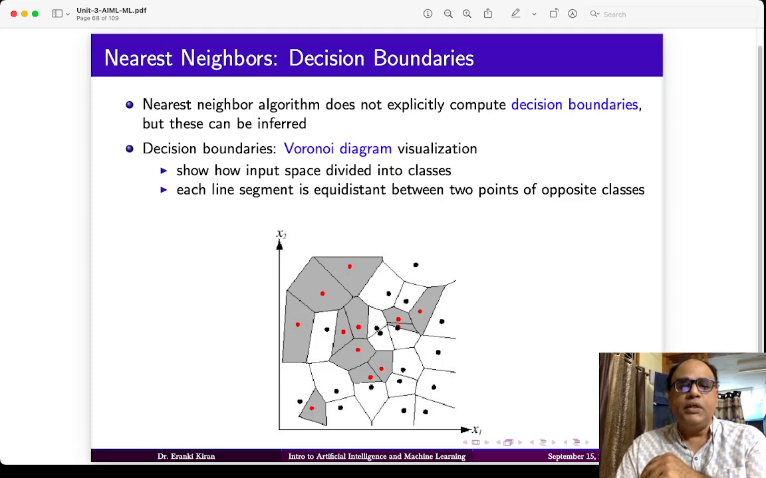If you visualize your entire Euclidean space data points in this manner, then all these data points are segregated. If we are looking for a target data point, what are the closest data points in proximity to this target data point? Each line segment is equidistant between two points of opposite classes. So we have black dots with red dots. All this gray colored zone or area that you are seeing belongs to one particular class, and the white area with black dots belongs to another class, because all these are equidistant to each other.